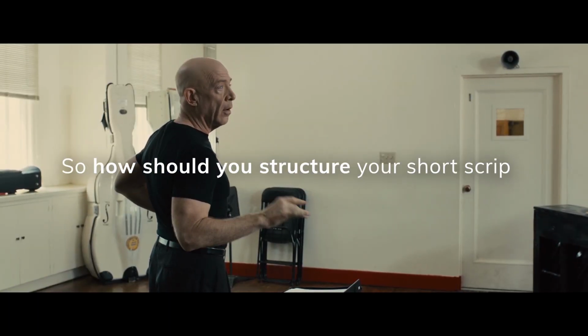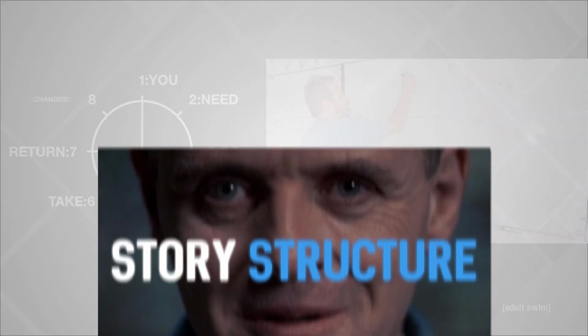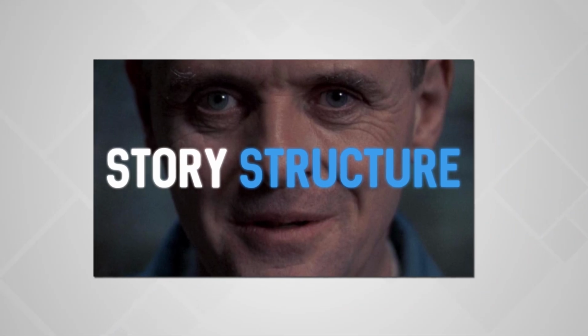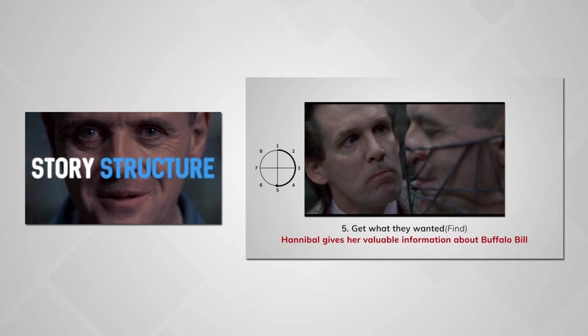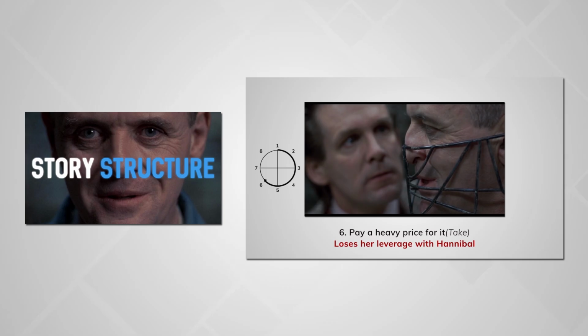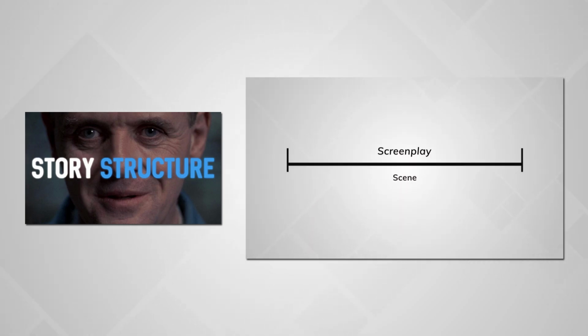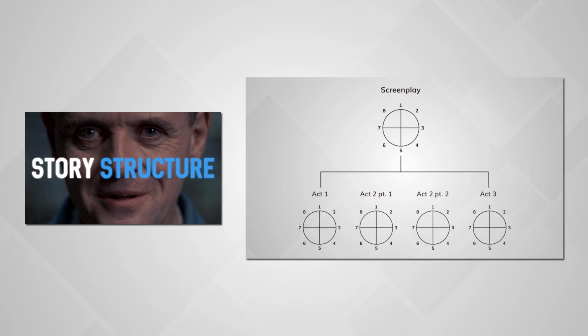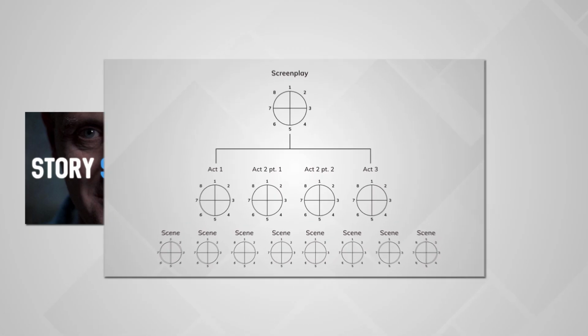So how should you structure your short script? The most effective way I found is to use Dan Harmon's story circle. I explained how the story circle works in this video. Harmon's story circle is an extremely versatile and organic way of structuring your story, and it can be used for an entire feature-length screenplay or a single scene. Because it is able to fractal down and be used in different pieces of a story, it works perfectly in helping you build a strong short script.